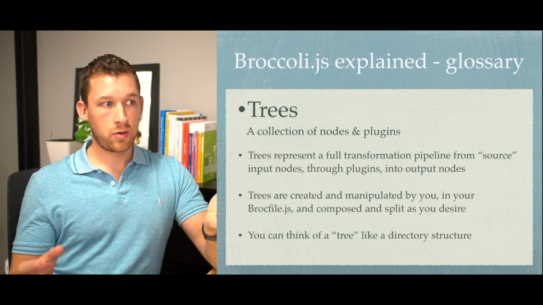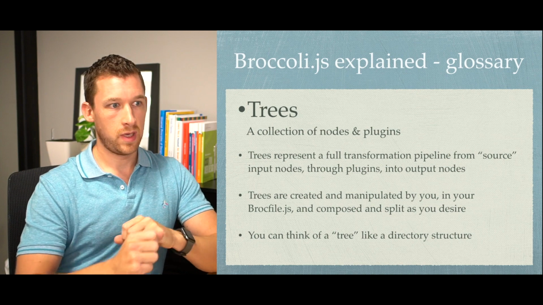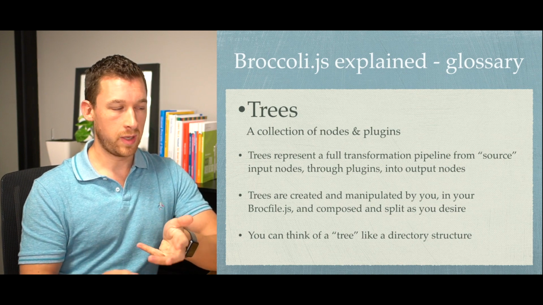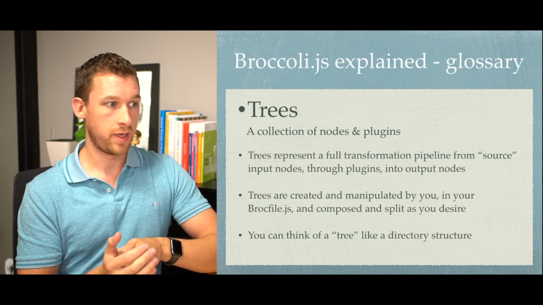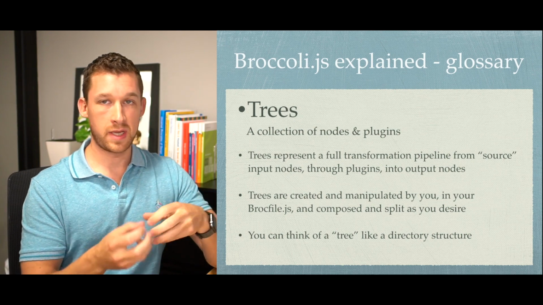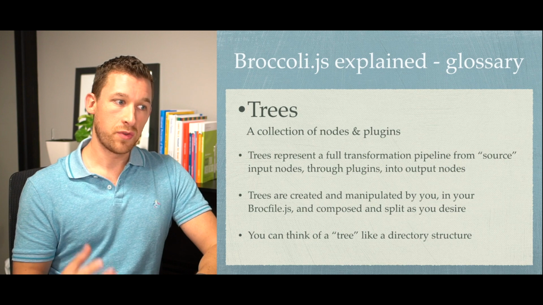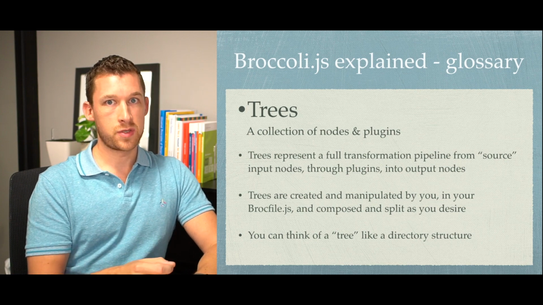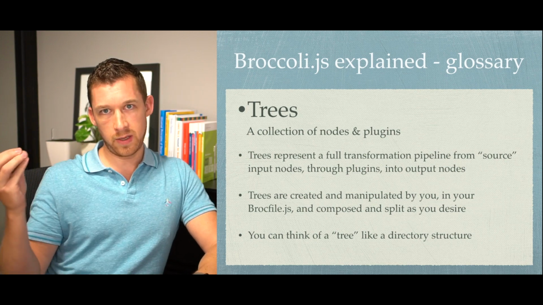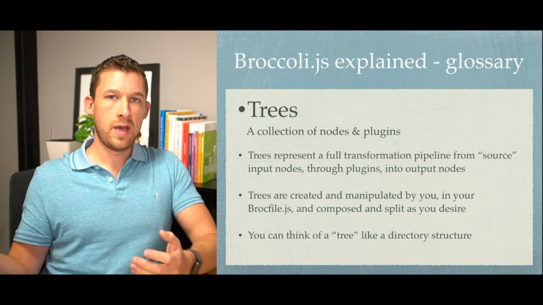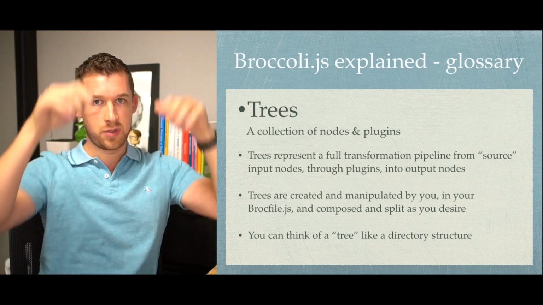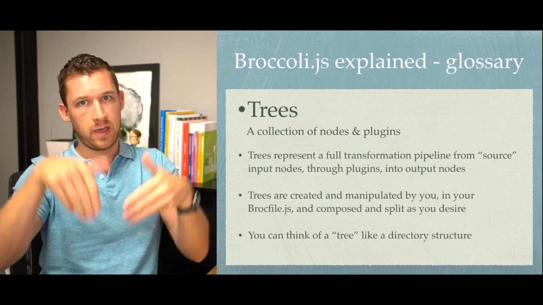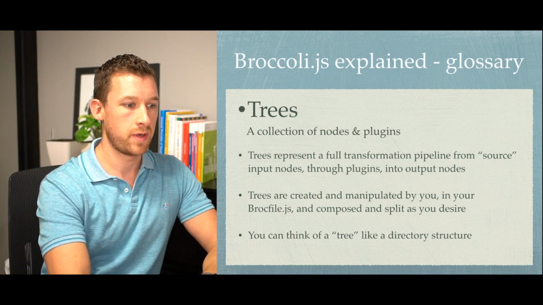And the trees can be created and manipulated by you when you're building your Broccoli pipeline through your Broccoli.js or your EmberCLI build.js. And these are composed and split as you desire. So you can think of a tree much like a directory structure. The ultimate output directory is your dist directory, and that has gone through various stages all the way from your original input directories through various processing and out into one final output directory.